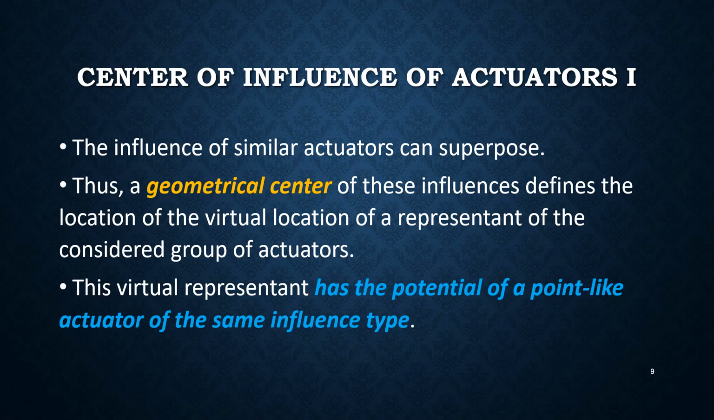The influence of similar actuators can superpose. Thus, a geometrical center of these influences defines the location of the virtual location of a representant of the considered group of actuators. This virtual representant has the potential of a point-like actuator of the same influence type.